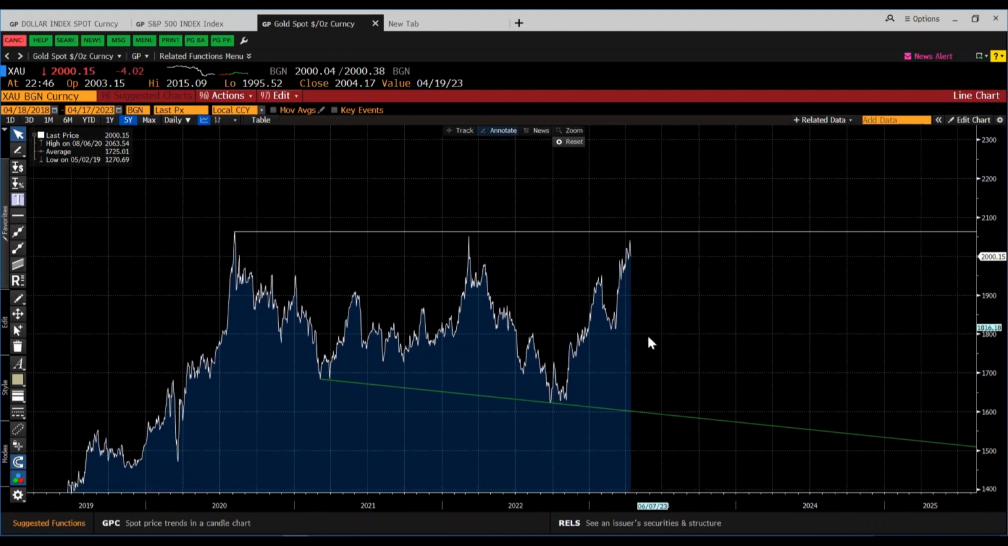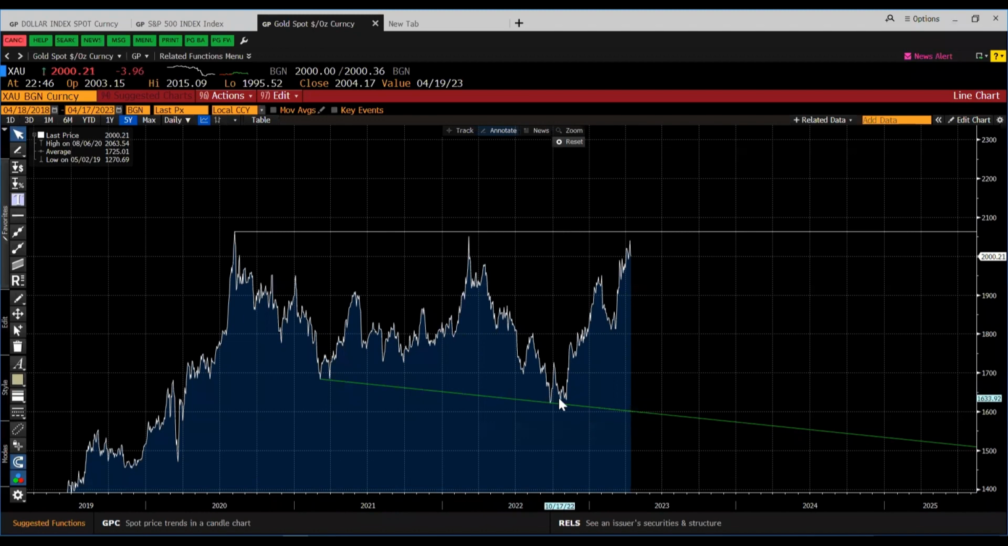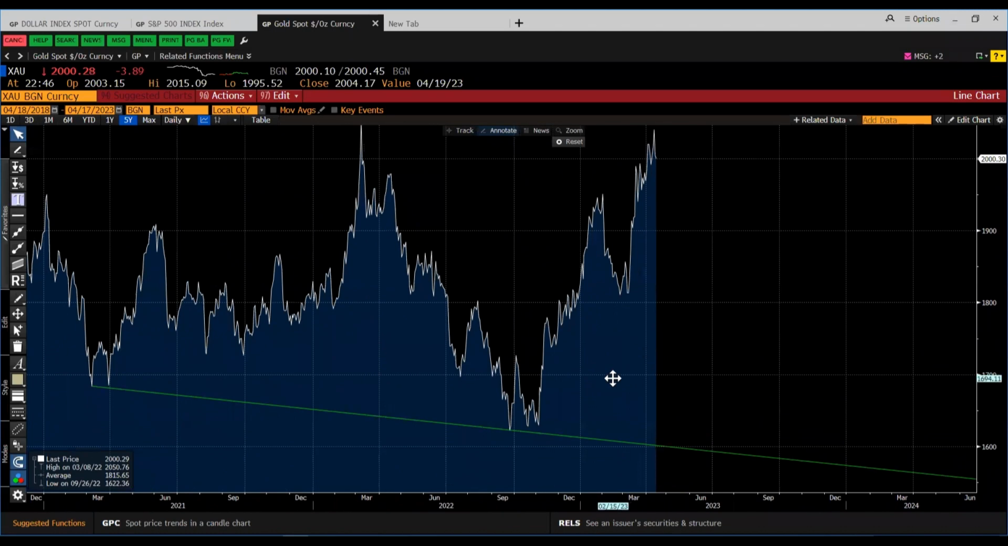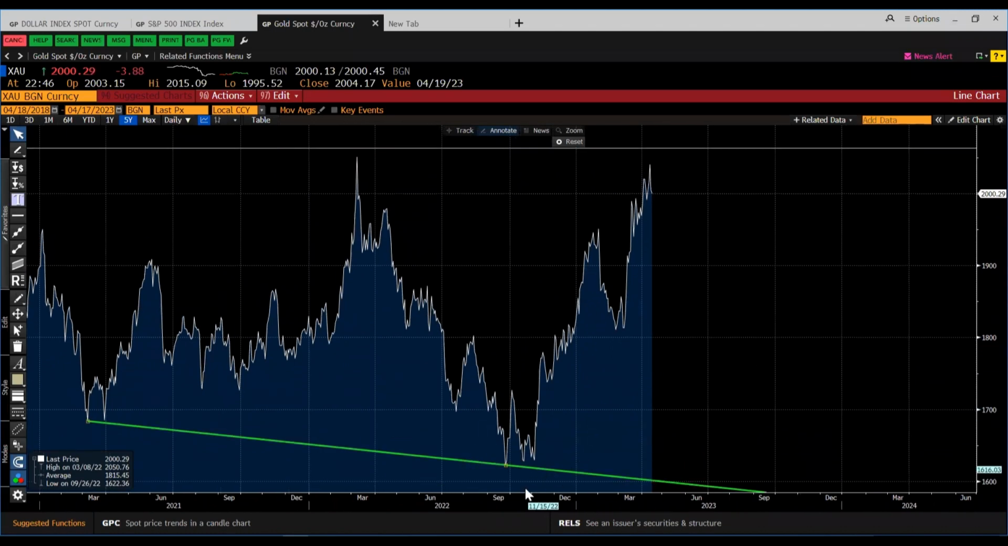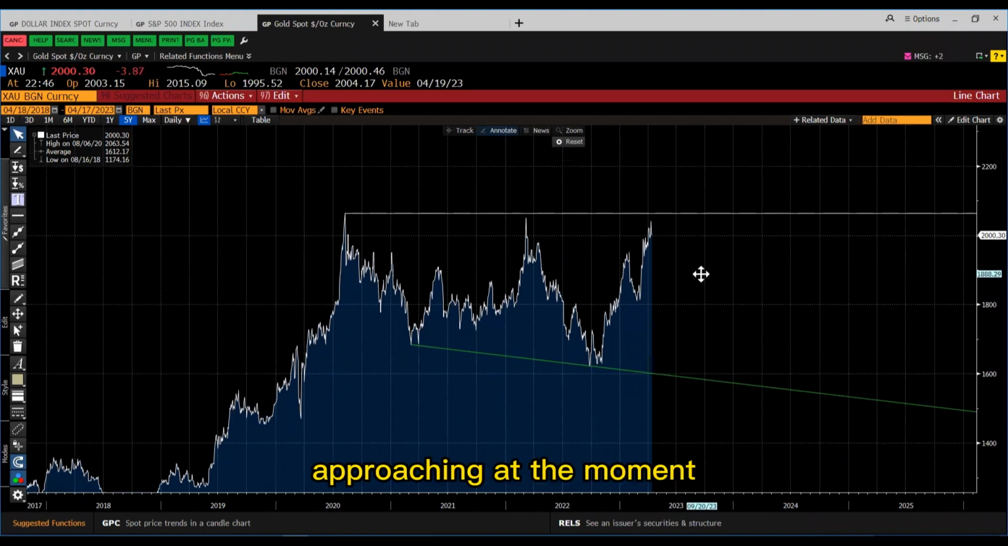During the trading ranges, it's interesting to note that a lower low was made at the end of last year, but a pretty fierce rally took place following, and we're back up to that resistance level that we may be approaching at the moment.